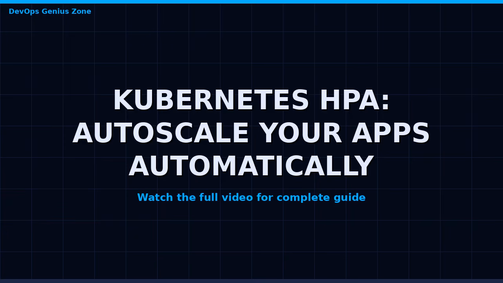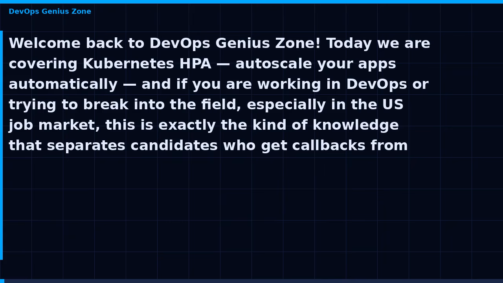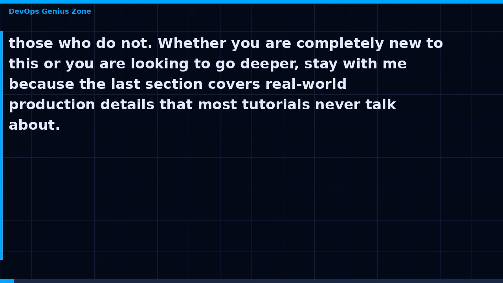Today we are covering Kubernetes HPA: Autoscale your apps automatically. If you are working in DevOps or trying to break into the field, especially in the US job market, this is exactly the kind of knowledge that separates candidates who get callbacks from those who do not. Whether you are completely new to this or you are looking to go deeper, stay with me because the last section covers real-world production details that most tutorials never talk about.